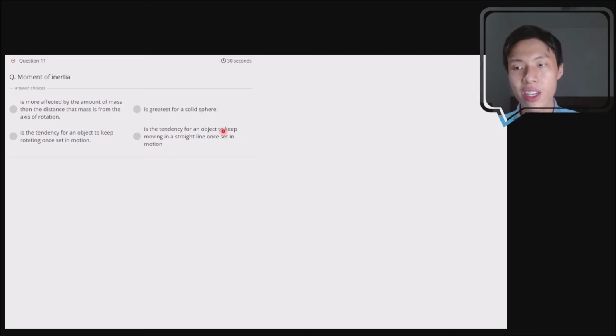We know that moment of inertia is the rotational version of mass. If you are in linear motion, you do everything using mass. If you are in rotational motion, you do everything using moment of inertia. It's the rotational version of mass.